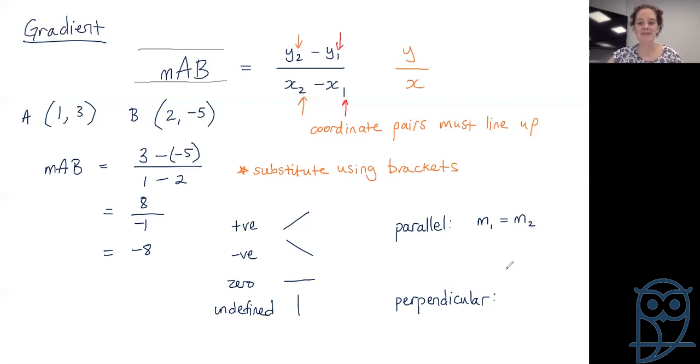Perpendicular, things get more funky. The really cool relationship says the product of perpendicular gradients is minus 1. So we can say M1 M2 equals minus 1. That has implications for how we can get a gradient if we have the perpendicular line, and all sorts of things like that. We'll talk about that next week when we actually do some calculations with this.